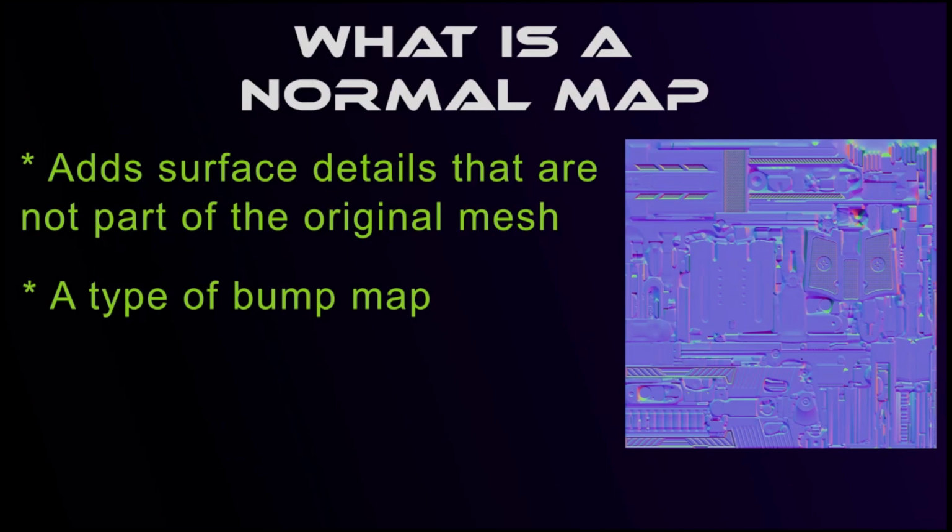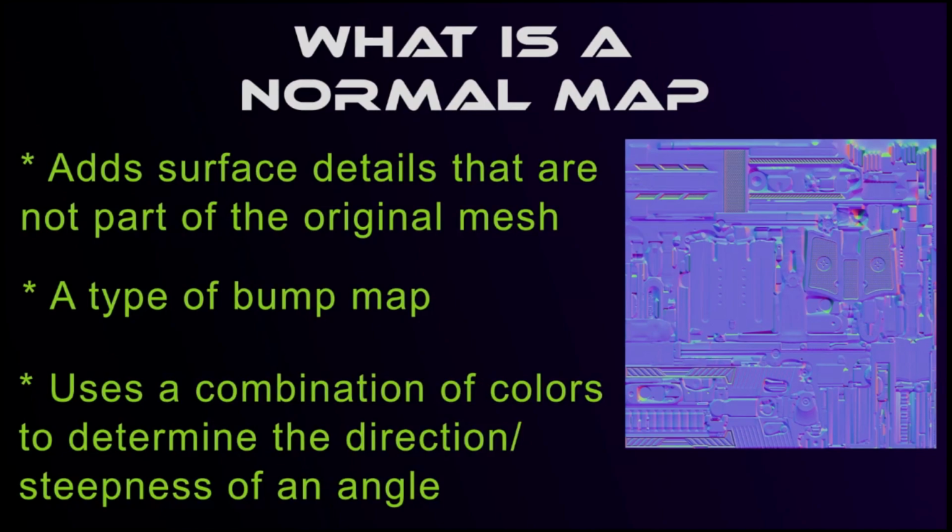And then the final thing to understand about them is that it uses a combination of colors to determine the direction and steepness of an angle. So all of the different angles that you are adding to your project are going to be based on the color that you use inside of your normal map. So that's just a basic overview of what a normal map is.